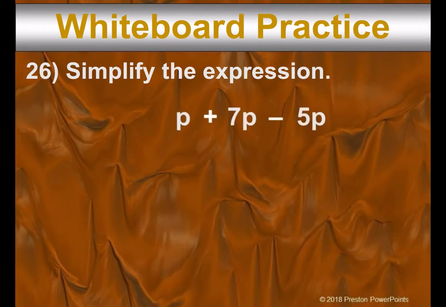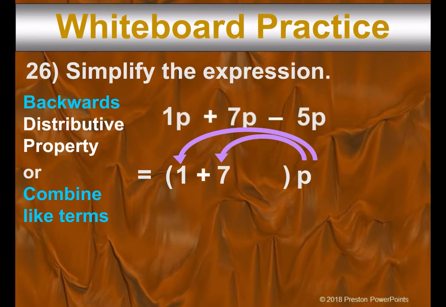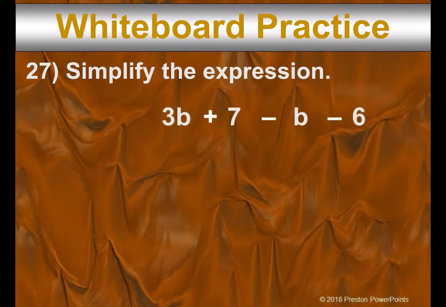Simplify the expression again. p plus 7p subtract 5p. So let's do that backwards distributive property again. So I'm going to take out the p and then see what I have left. I have 1p, and then I have a 7, positive 7, and then I have a negative 5. So then if I wanted to combine those together, 1 plus 7 is 8, but then subtract 5 is 3. So I end up with 3p.